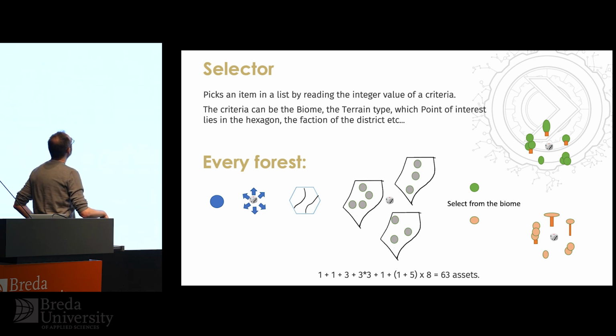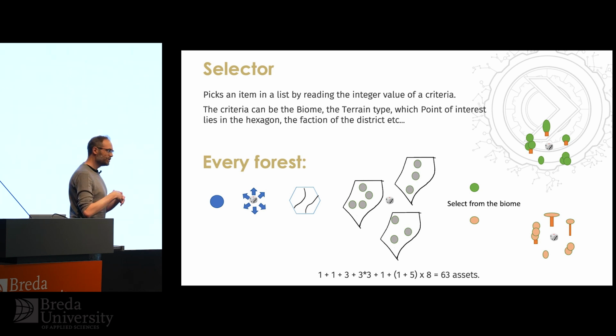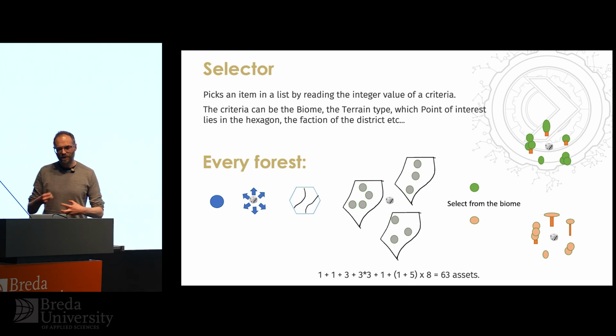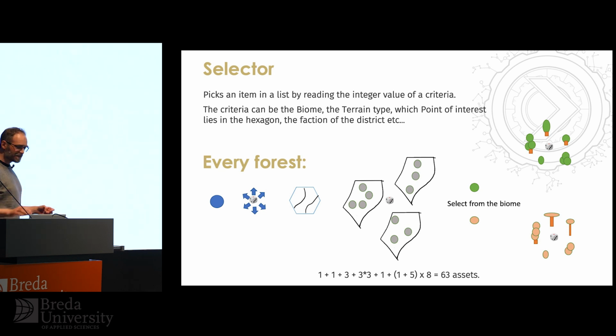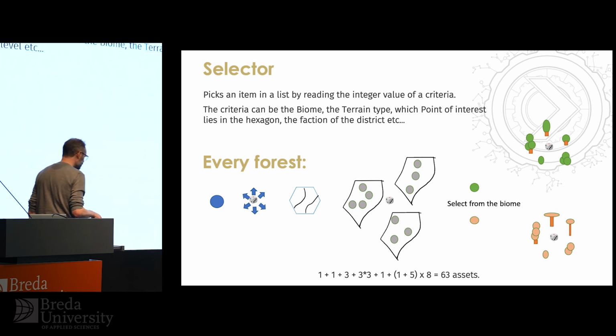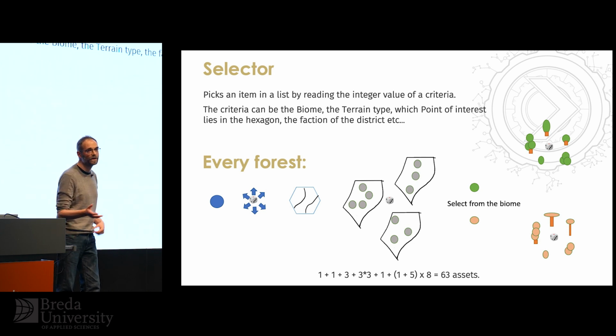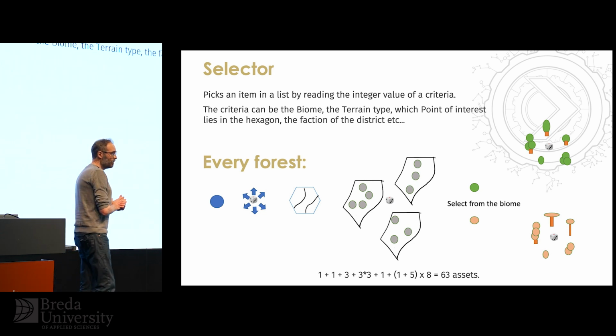But it's okay, but if we only use this kind of multipliers, we have to do a lot of different variants. For example, for the different forests, for different biomes. And so it's a bit difficult to manage all the complexity. So we use the third ground rule. It's a selector. So a selector just picks one item in the list depending on an integer value. So it's a criteria. We call it a criteria.